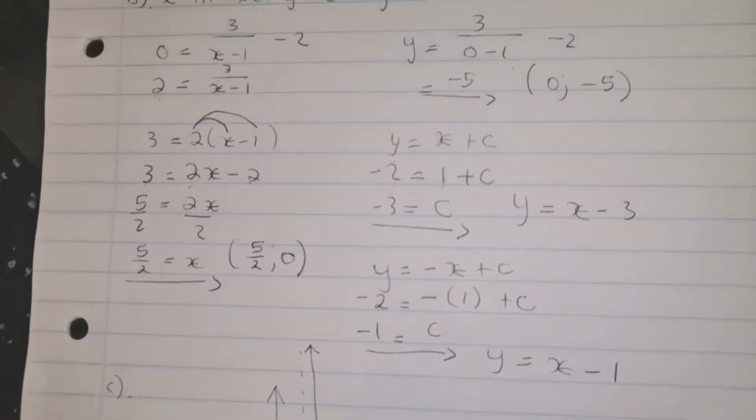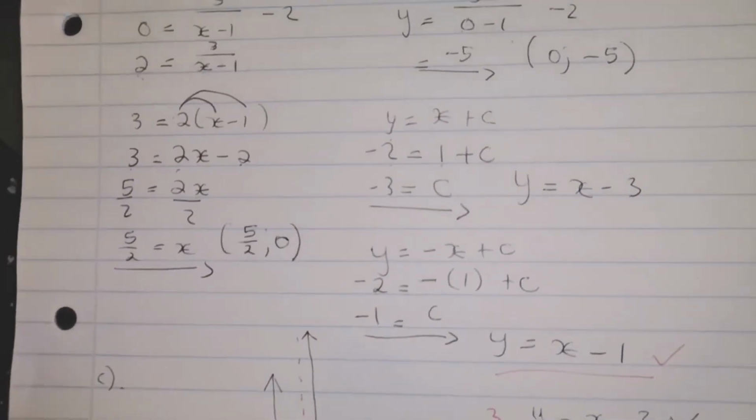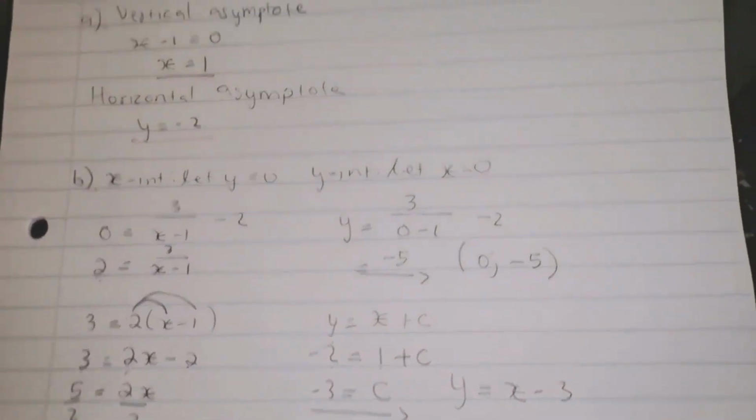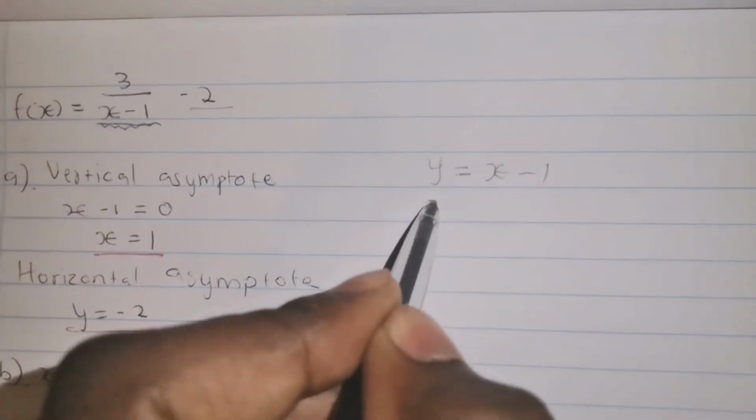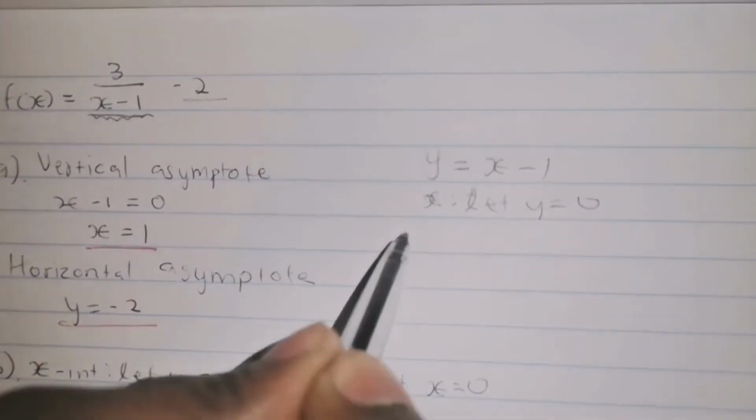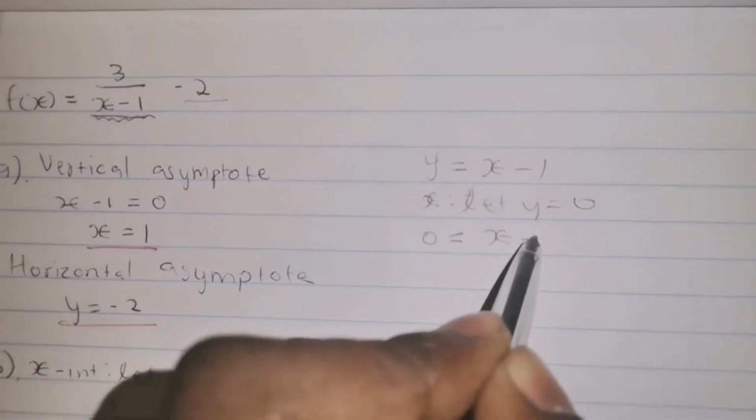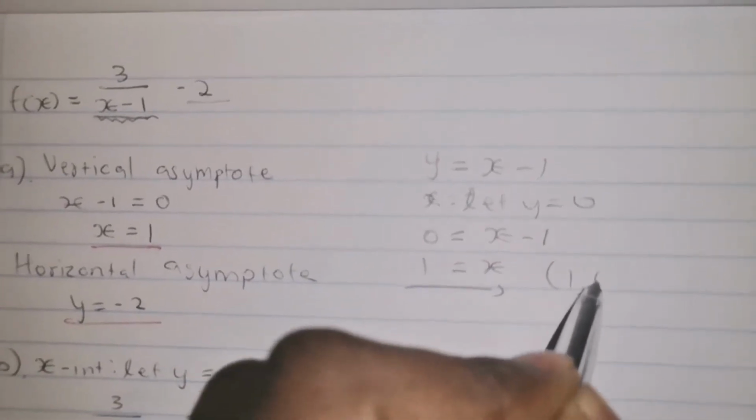Let's just draw the graph of x minus 1. This one, let's do this one first. Yes. So let me find the intercepts for x minus 1 here. Sorry guys, I don't have space right now, but I'll try to draw the graph of this function x minus 1 here. Then for the x-intercept, let y be 0. 0 equals x minus 1. Then x equals 1. The intercept is 1 and 0.